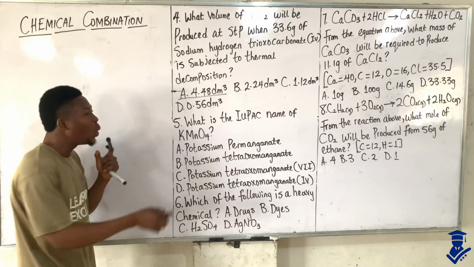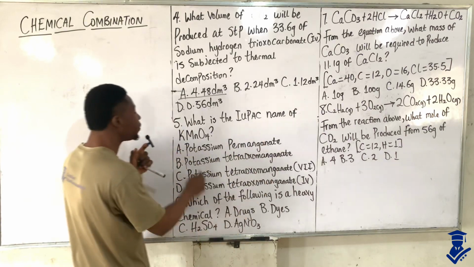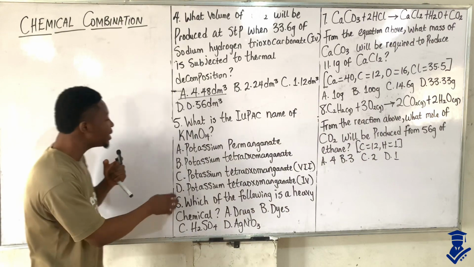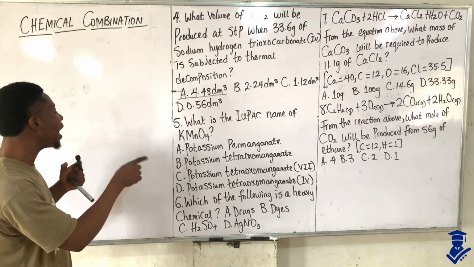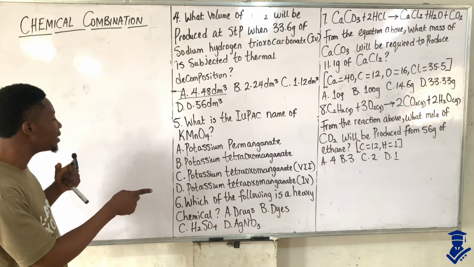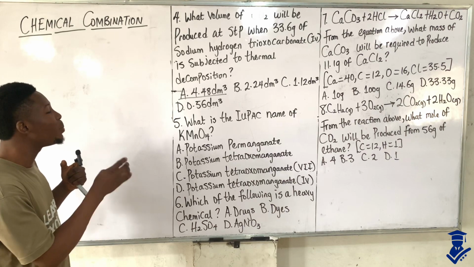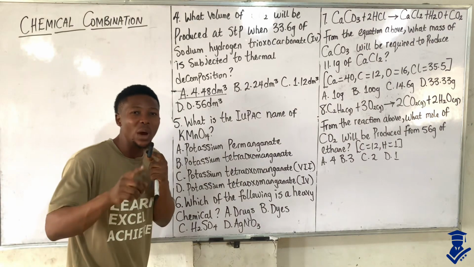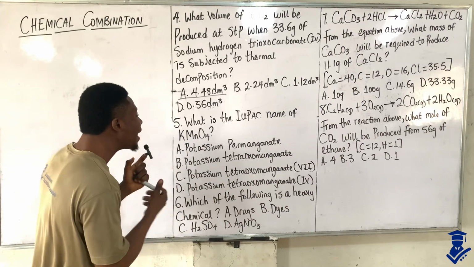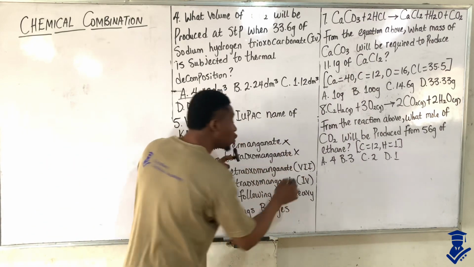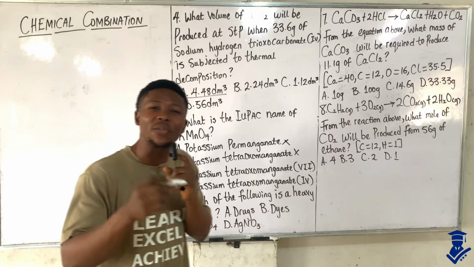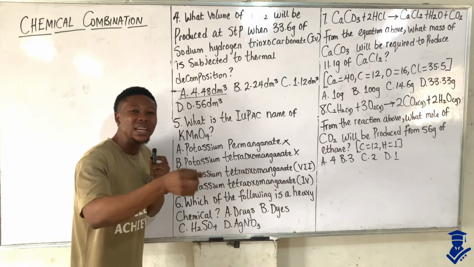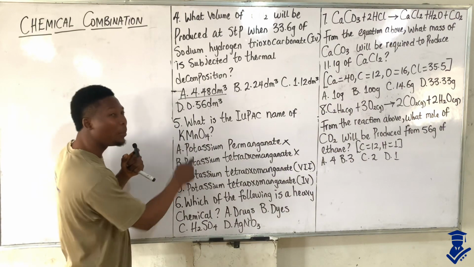Now the next question says, what is the IUPAC name of KMnO4? Look at the options very well. We have potassium permanganate, potassium tetraoxomanganate, potassium tetraoxomanganate 7, and potassium tetraoxomanganate 4. If you watch very closely, you'll find out that this and this are disqualified from the options. Why are they disqualified? They do not signify the oxidation number of manganese.